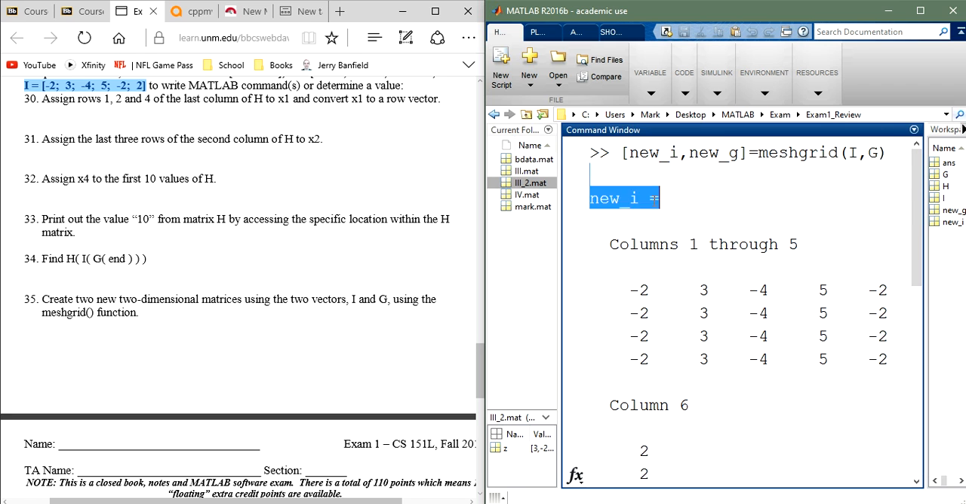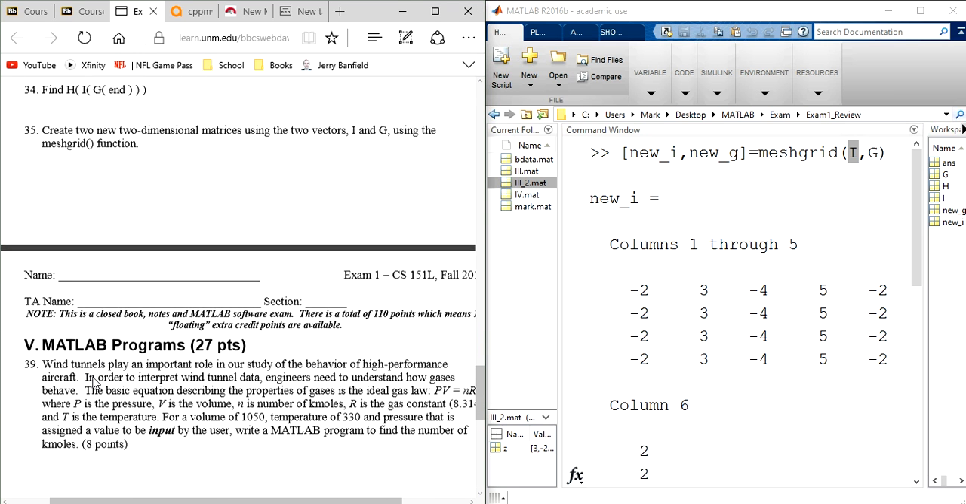He wants you to know that you guys know this function and how it works. So right here, I didn't have to name it new I or new G. I could have named it apples and bananas. It didn't matter. But what is important is that this new I goes to this I. So the first value here is representative of the first value here. The second value here is representative of the second value here.